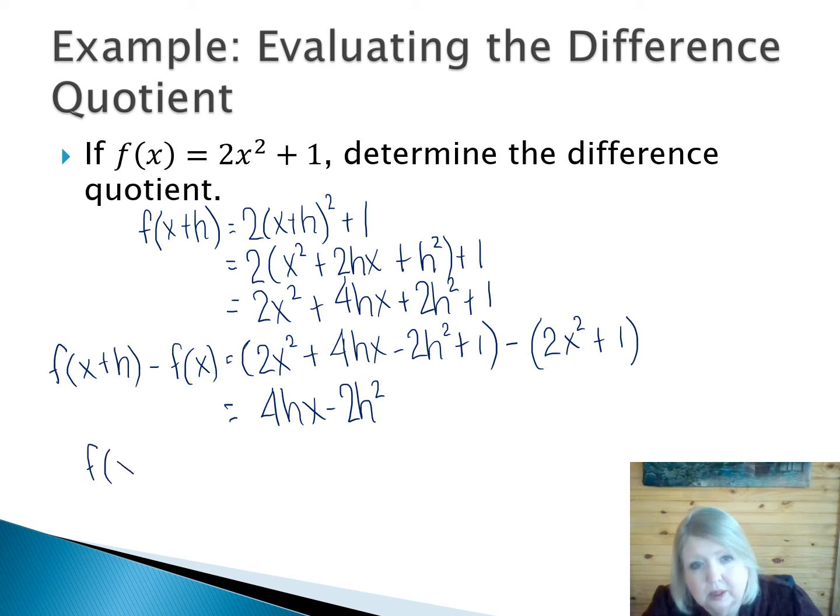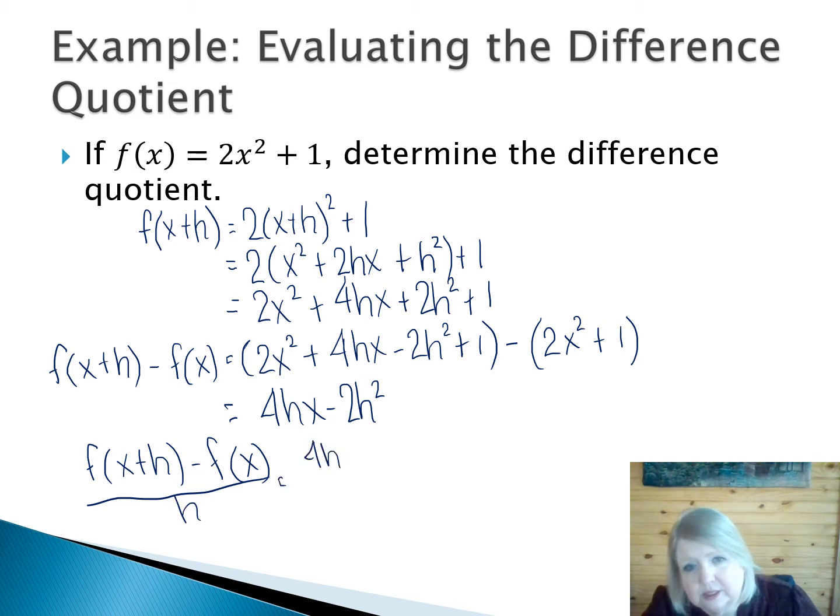So f of x plus h minus f of x over h. So this is 4hx, let me finish it out, minus 2h squared over h. Now let me warn you about canceling out this h because I have a lot of students who mess it up. You can't just cancel out one of these h's because you see that open minus sign. You cannot cancel through an open plus or minus sign.